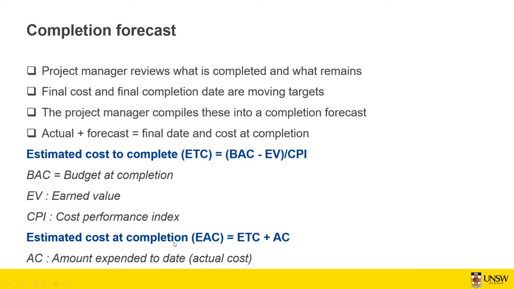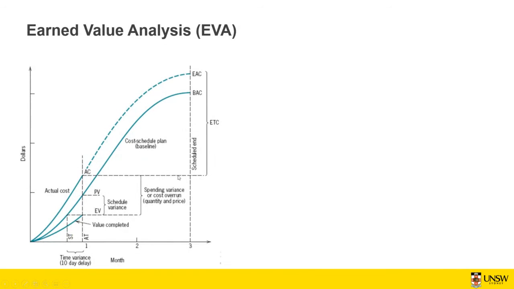And estimate cost at completion is going to be this ETC plus the amount expended to date, which is the actual cost. So this is going to be estimated cost at completion. Let's have a look at this figure. Then maybe it's going to be more clear.